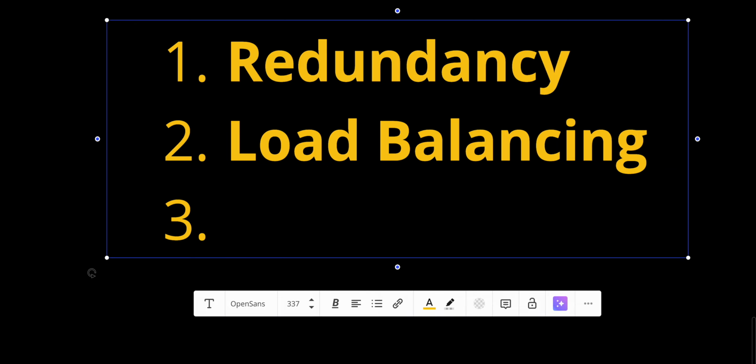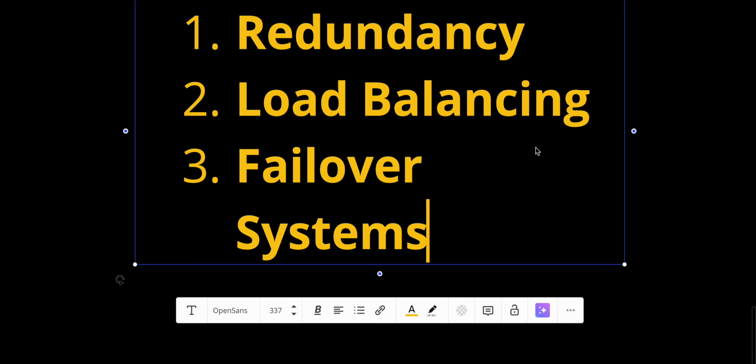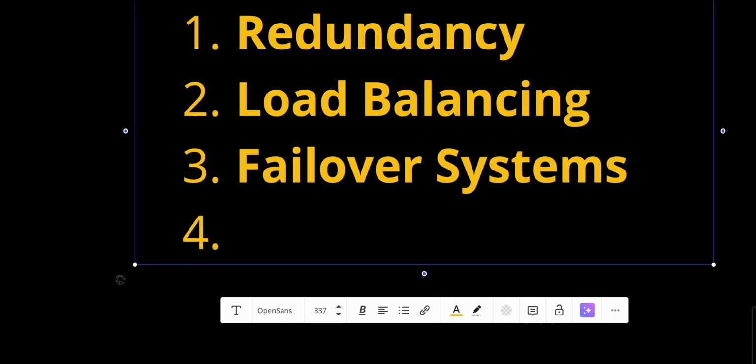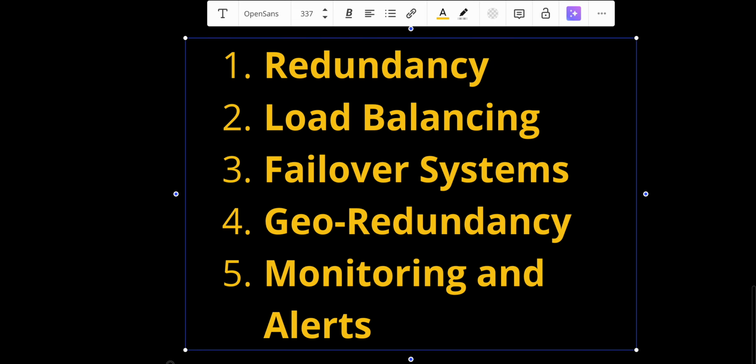Number three, failover systems. Set up a failover mechanism where a secondary system takes over immediately when the primary one fails. We can do this with load balancing. We can have another system, so whenever the server goes offline, the other system will handle it. Number four, we have geo redundancy. Distribute your infrastructure across multiple locations to handle regional outages. And lastly, we have monitoring and alerts. Use monitoring tools to detect and respond to failures quite quickly.